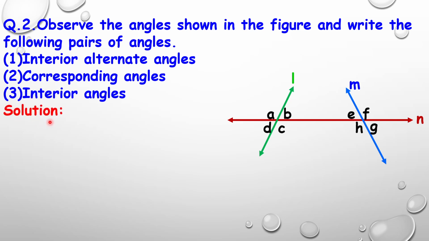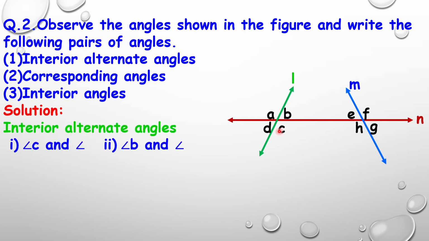Solution. Observe the figure. First we have to write interior alternate angles. Which is the interior alternate angle of angle C? Observe the figure. Here angle C is given. Correct. Angle E is the interior alternate angle of angle C. Second angle given is B. You see in the figure here angle B is given. Which is the alternate angle of angle B? Correct. H is the alternate angle of angle B.